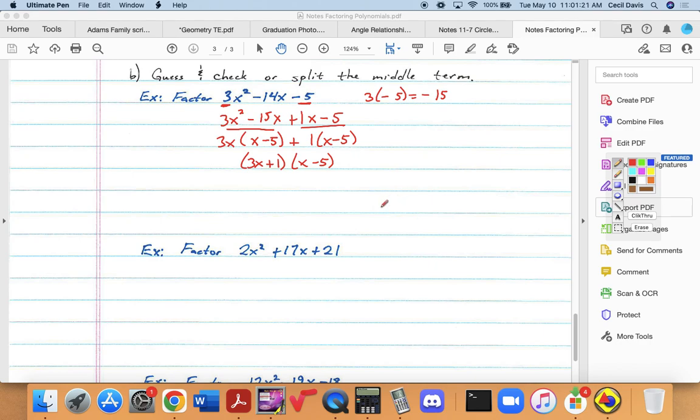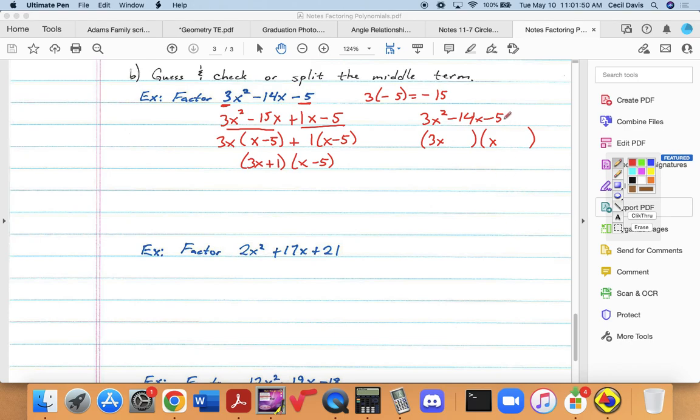You can also do this by doing a little guessing and checking. Let me just show you real quickly. You don't have to write this down if you don't want to. But I know if I have two things that multiply together to be 3x squared, what's the most likely thing for that to be? 3x and x.